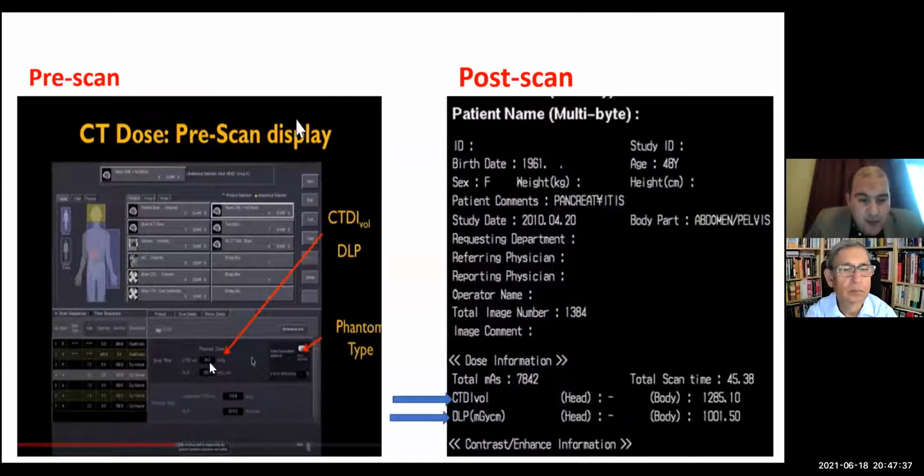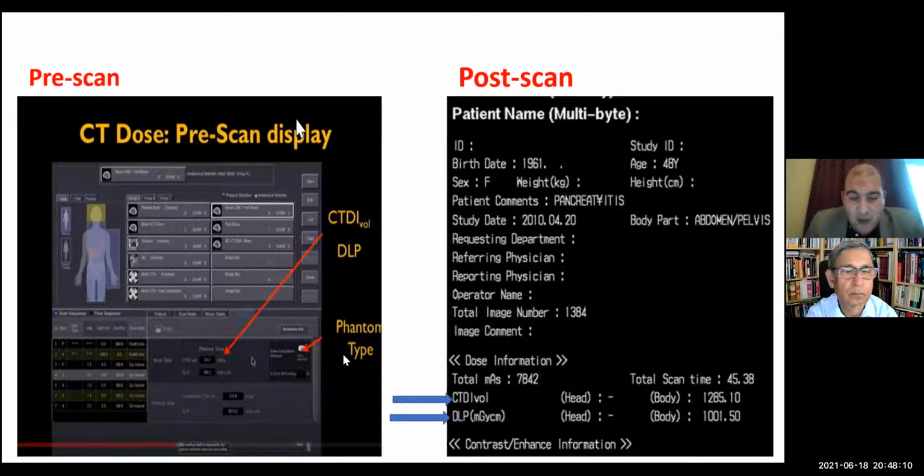But if we select dose, you'll find here this term, which is CTDI volume. So after planning the patient, after you select the number of helicals or number of scans you need, you can easily get for each helical or each scan the expected CTDI volume and DLP. It's automatically calculated. It's calculated before the machine comes to our site, and the machine is already calibrated.